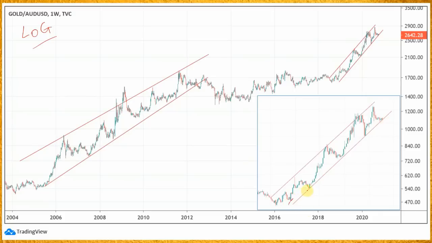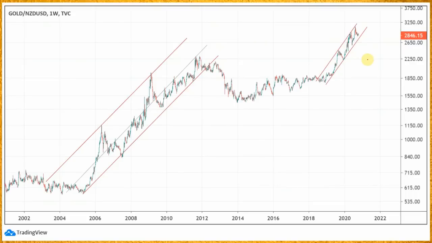Maybe it's a question of joining these two over here. I don't know. But the suspicious thing is that this does look rather thin compared to this, which makes me wonder if we've got a little bit more sideways movements before we go further up to widen that channel. I'm not really sure. This is gold in New Zealand dollars, and again, it's looking pretty similar.